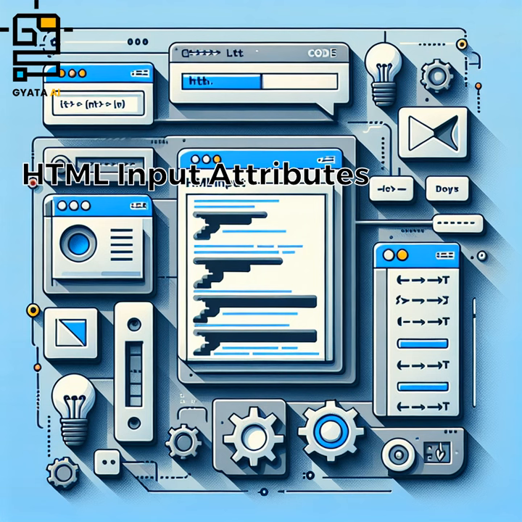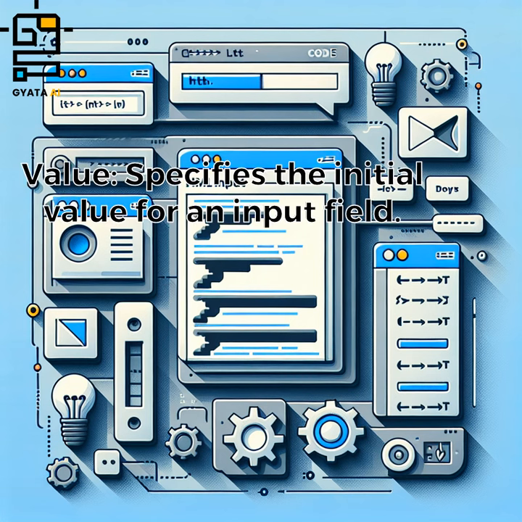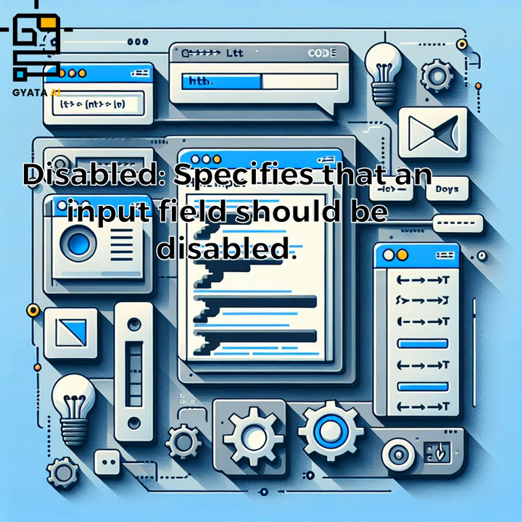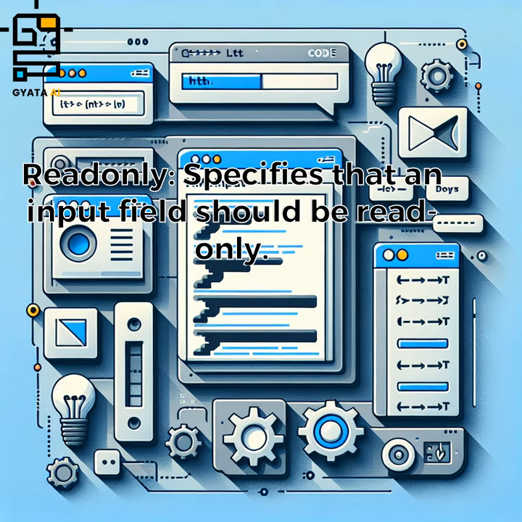HTML input attributes. Value specifies the initial value for an input field. Disabled specifies that an input field should be disabled. Read-only specifies that an input field should be read only.